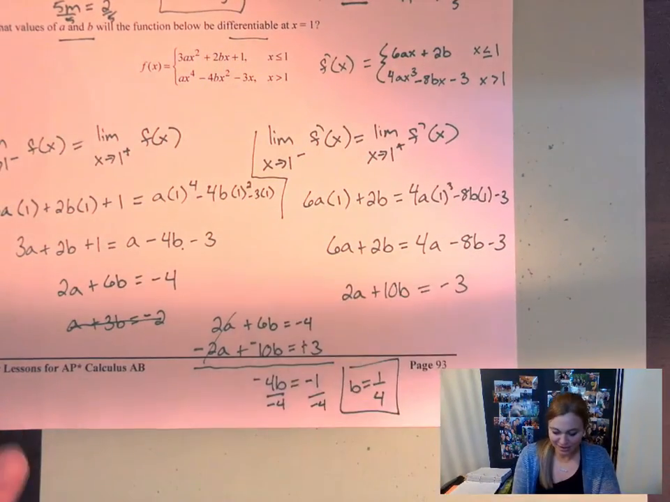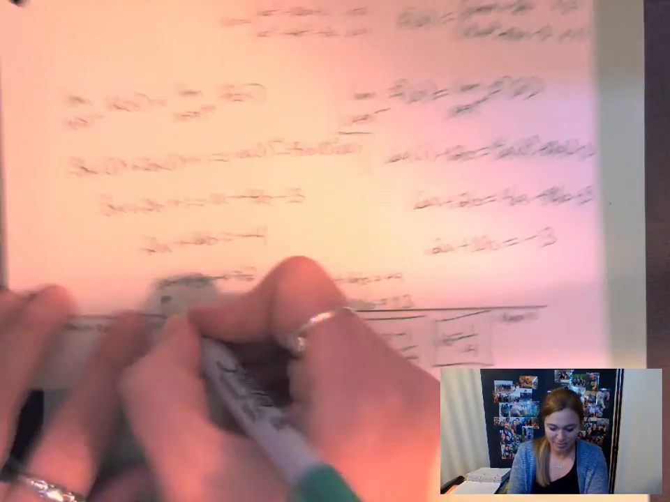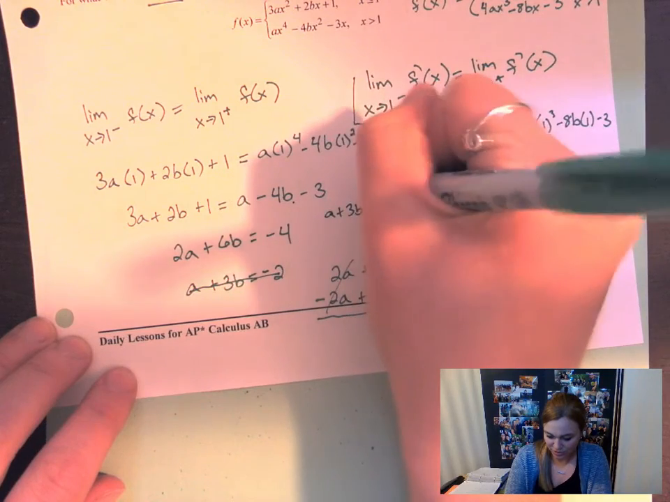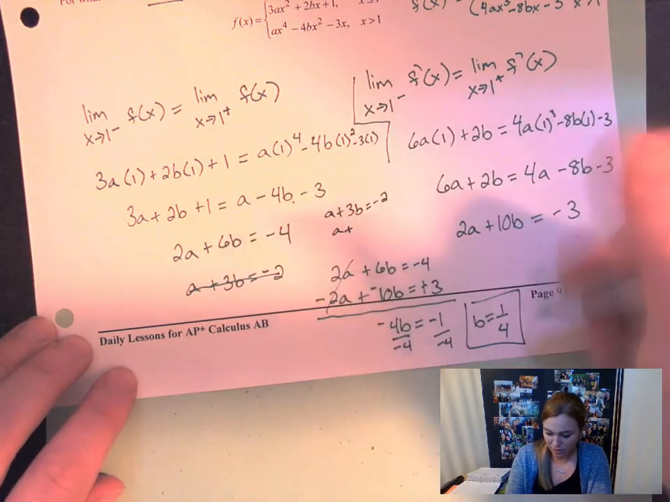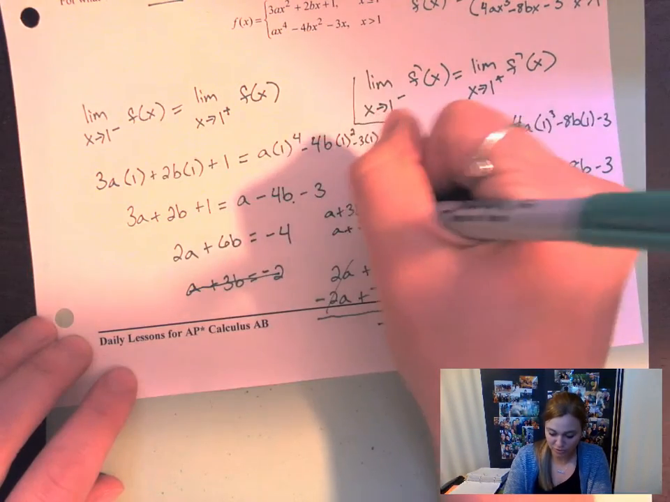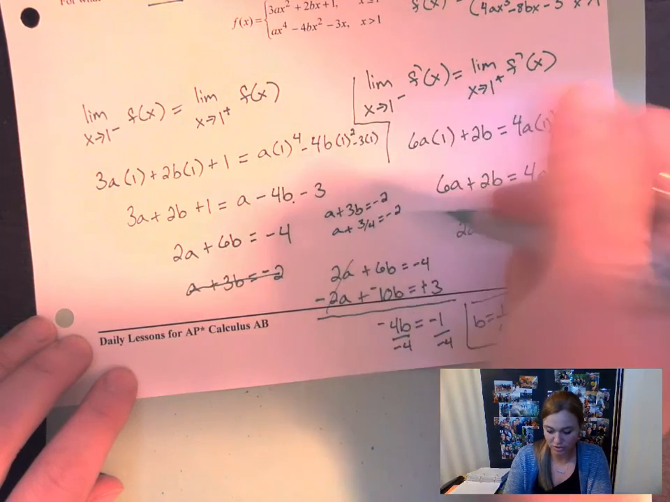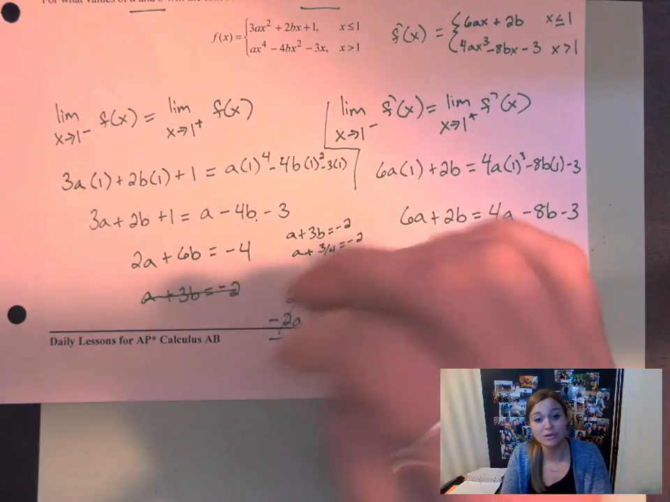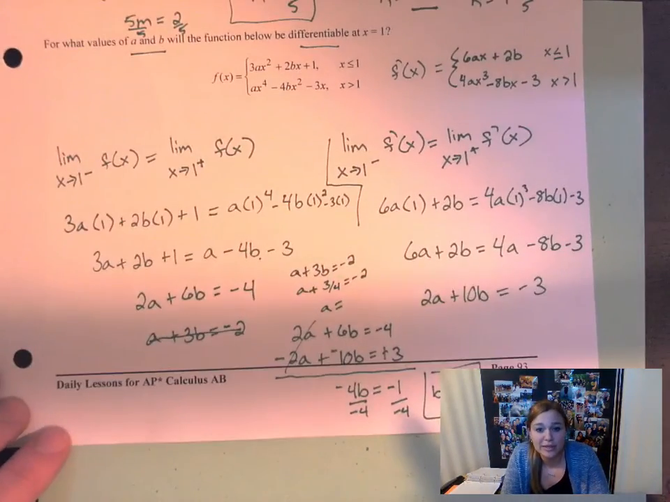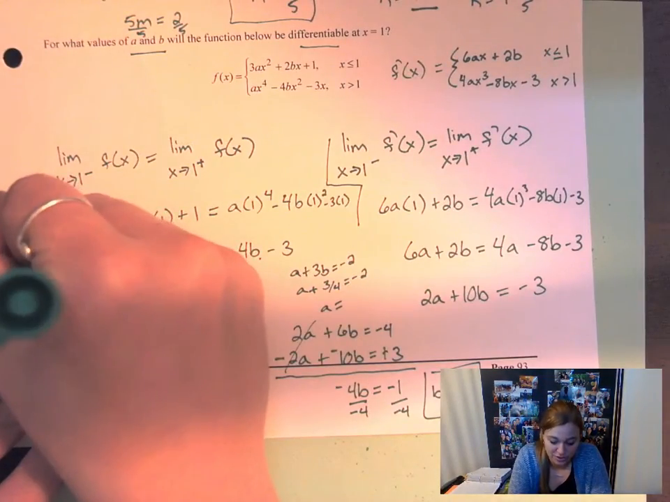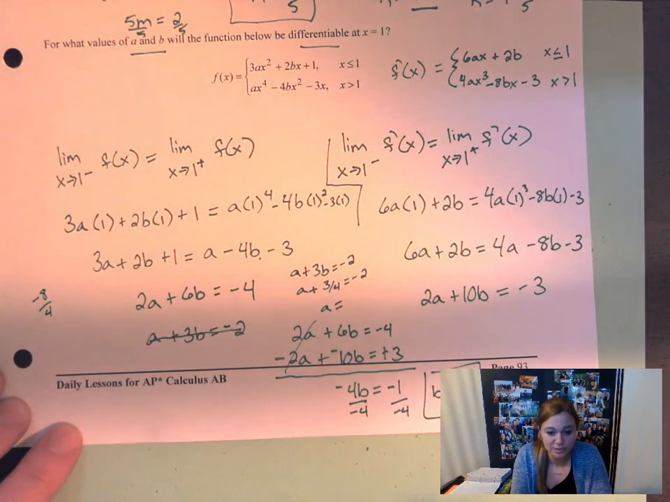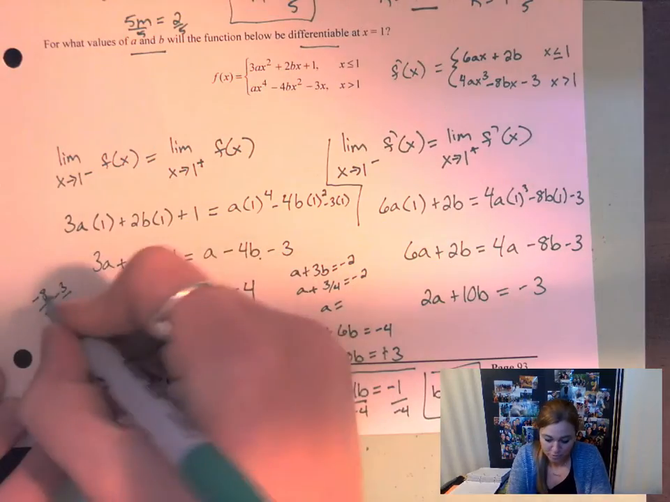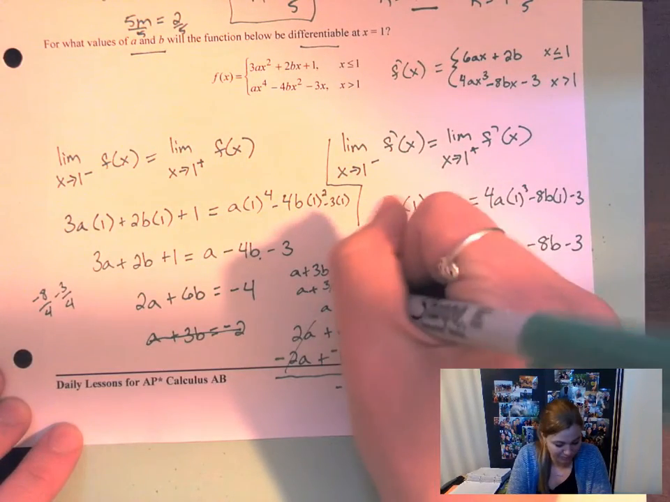So I found b. And then to find a, maybe I will use this. a plus 3b equals negative 2. a plus 3 times 1/4, which is 3/4, is equal to negative 2. Oh man, this is where it can get confusing. Negative 2 minus 3/4. Negative 2 would be negative 8/4, so negative 2 minus 3/4 would be negative 11/4.